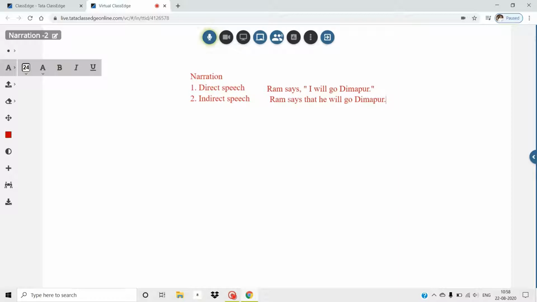As it was said in the earlier class, if the sentence is in simple present or simple future, there is practically no change except putting "that". Today we are going to learn some other rules. Others rule means we can term it as rule number two. Rule two: in this rule, what happens if the reporting verb is in past tense?